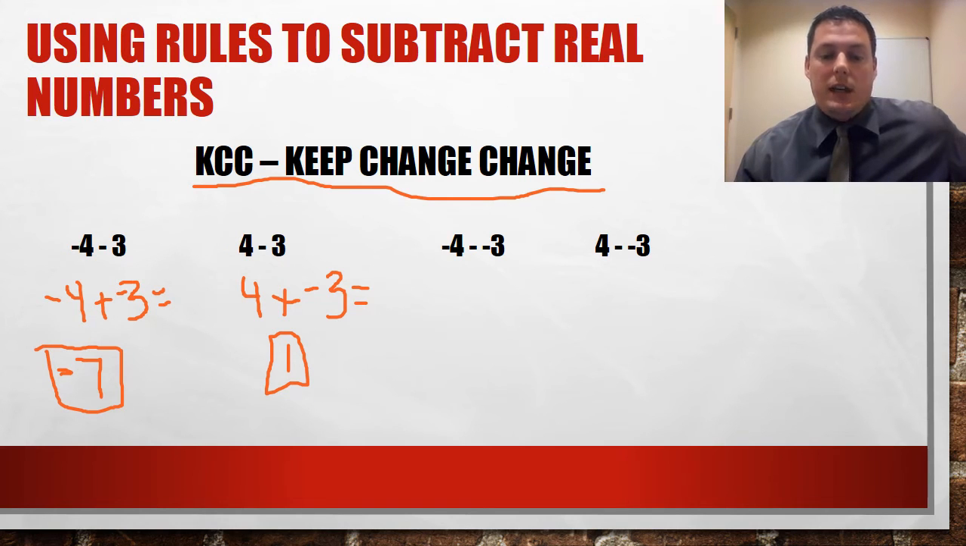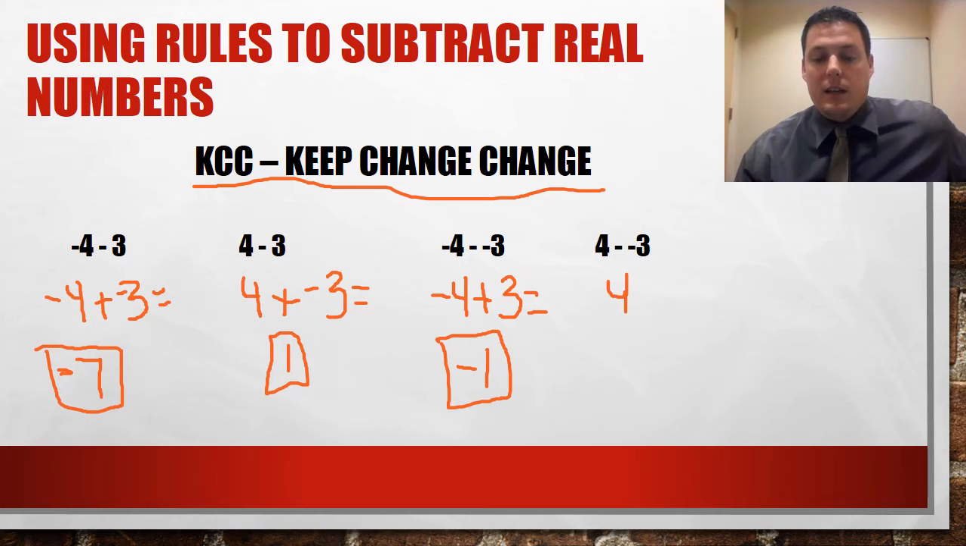All right, keep change, change again here. Negative 4 we keep. We change the operation, we change the sign. Okay, now we're adding numbers with different signs, so that means we subtract. 4 minus 3 is 1. We keep the sign of the larger number, negative 1, should be our answer there. One last time, keep change, change. 4 plus 3 is just 7.